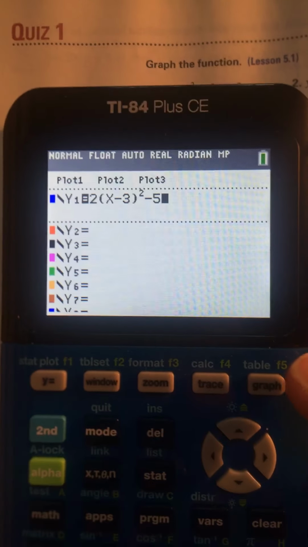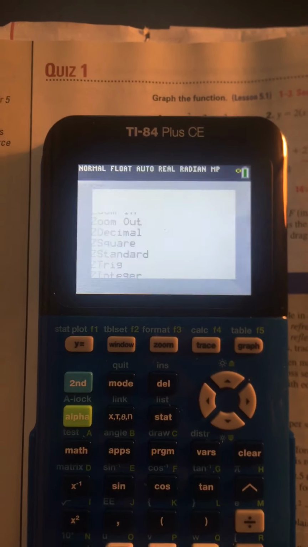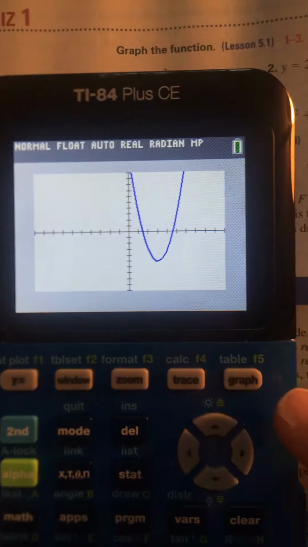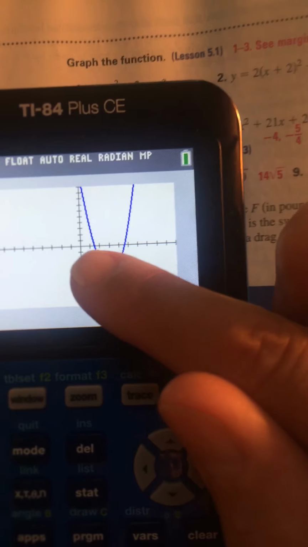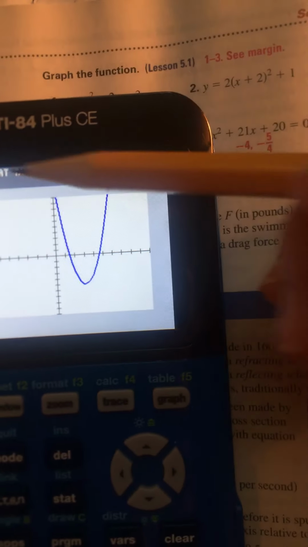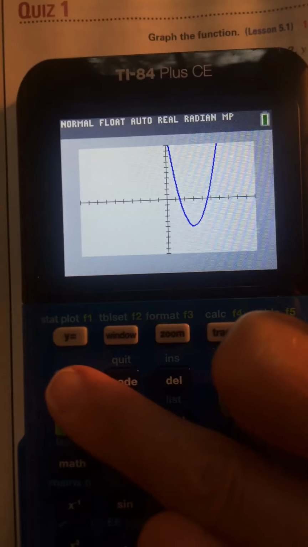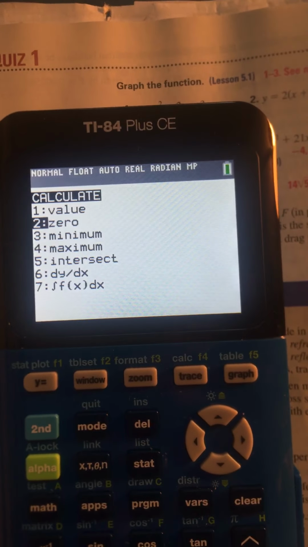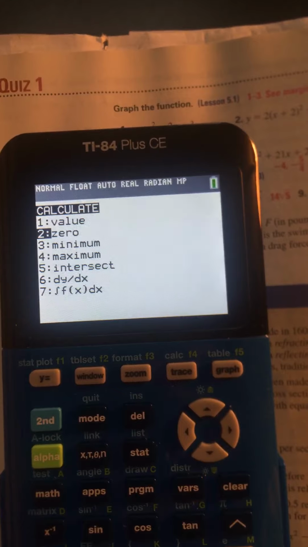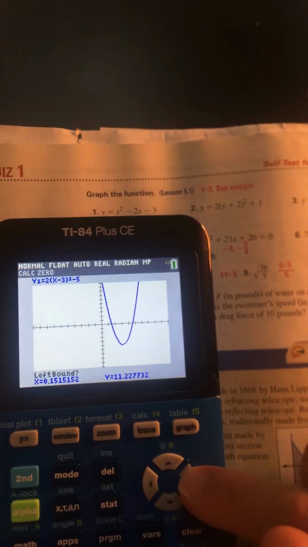So that's my equation, and I want to pick a good window, so I'm going to say zoom standard, number 6. That should be pretty good, and there it is. Or if you have a good window already, you could do graph. All right, so now I can find out the answers. The solutions are considered where this parabola crosses the x-axis, so the answer is that and that. But it's hard to tell exactly what it is. So I'm going to use second trace, and I'm going to pick zero. Zero is another word for the answer. It's called roots or zeros. So I'm going to hit enter.